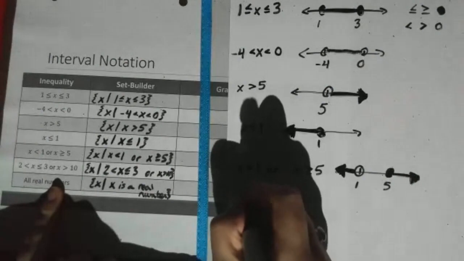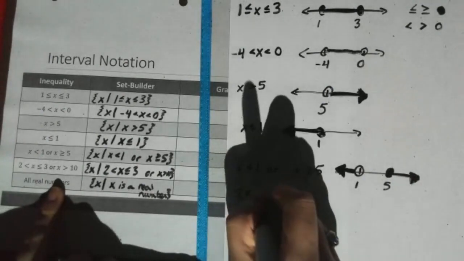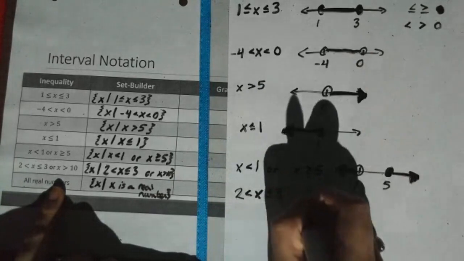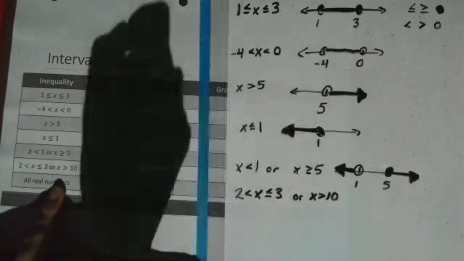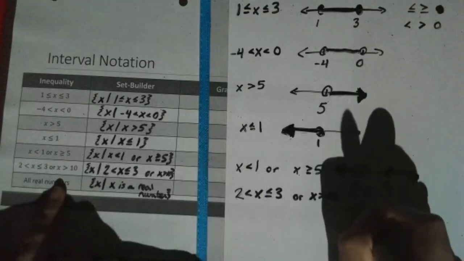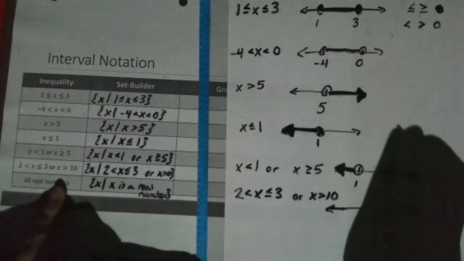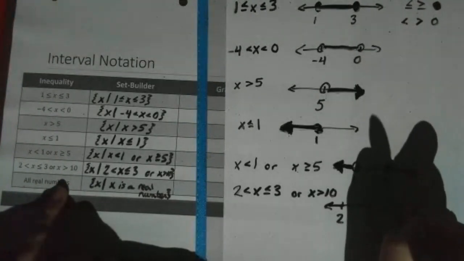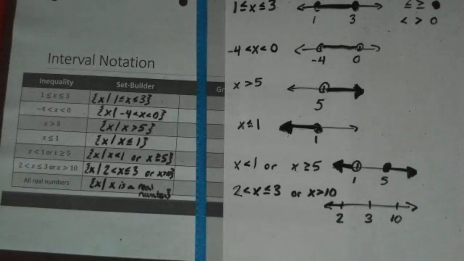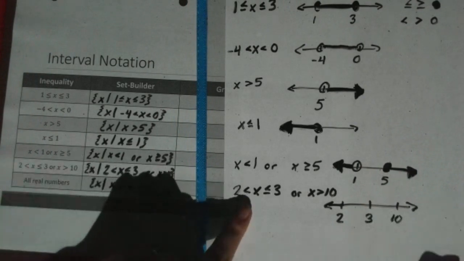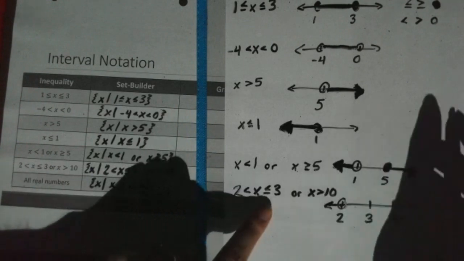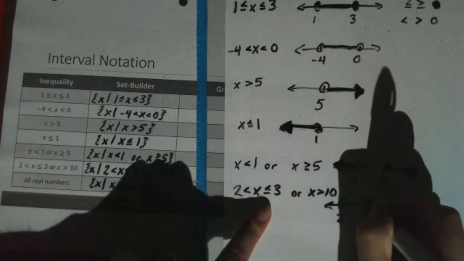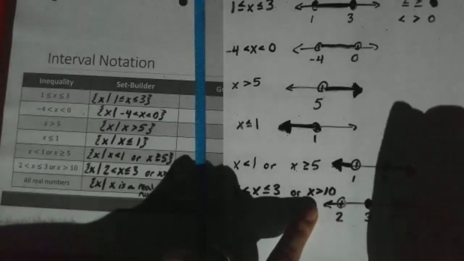Next up, we have 2 is less than x is less than or equal to 3, or x is greater than 10. On my number line, we're going to have 2, 3, and 10. They don't have to be spaced out perfectly. I'm not going to have enough room to do 2, 3, and 10, so we're just going to fake it. I need an open circle on 2 because we don't have equal to. I need a closed circle on 3 because there is an equal to. And I need an open circle on 10 because there's not an equal to.